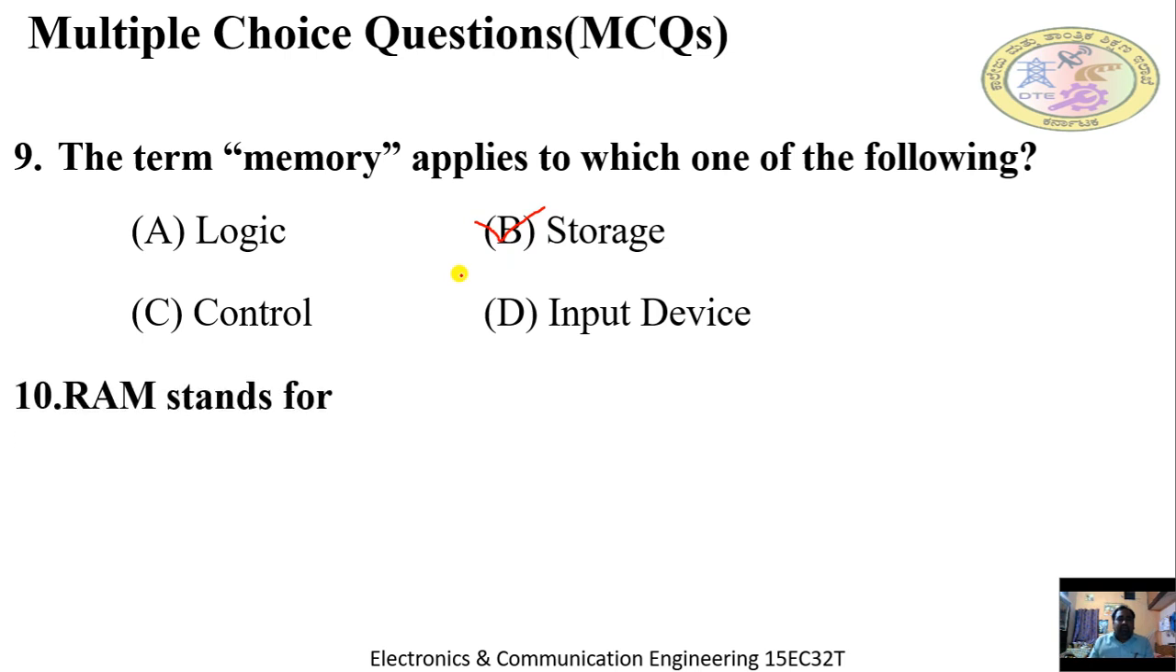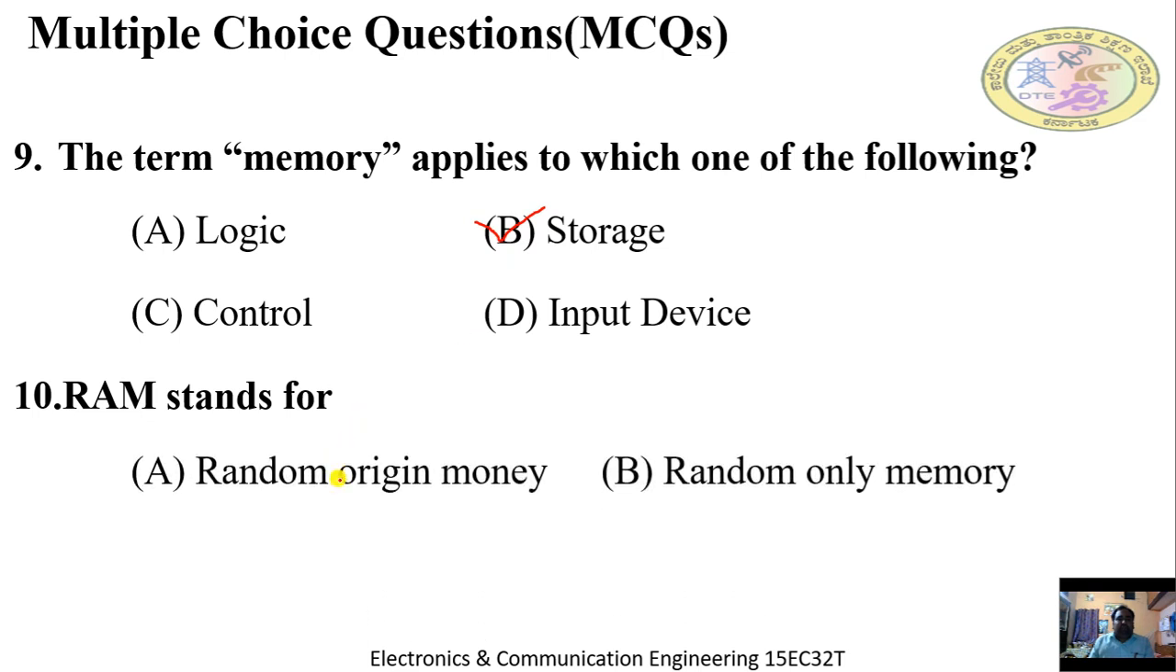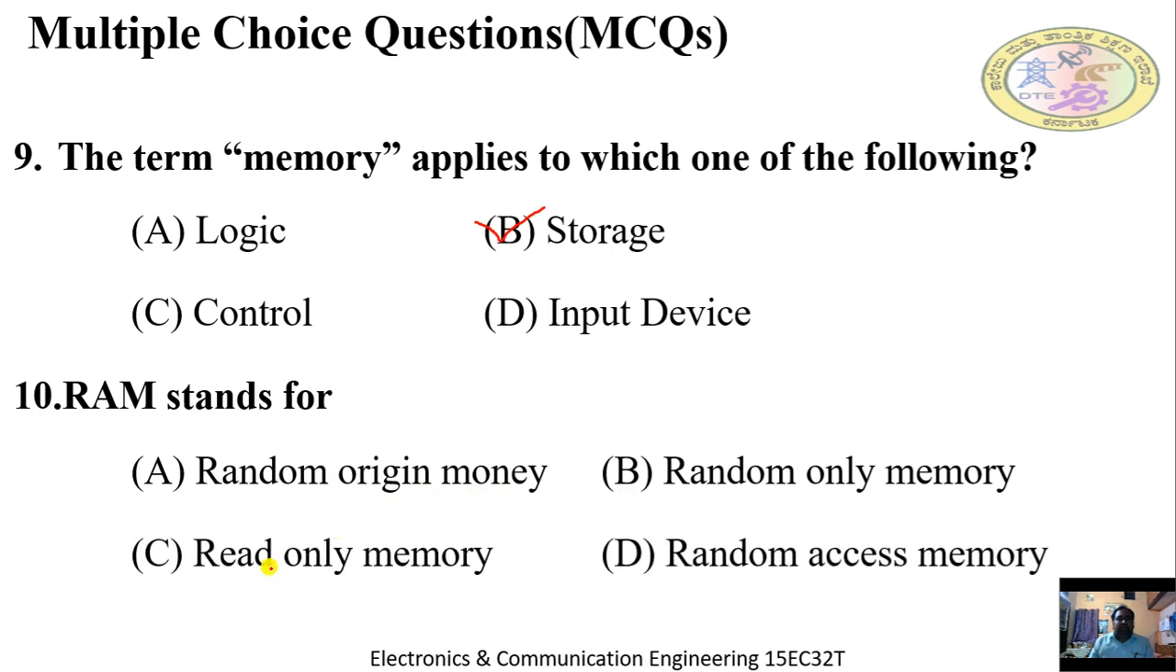Question number 10. RAM stands for option A random origin money, option B random only memory, option C read only memory, and option D random access memory. So RAM stands for random access memory. The option D is the answer.